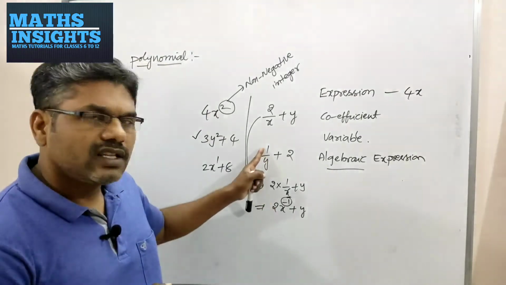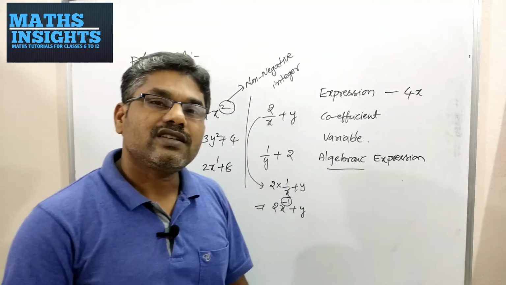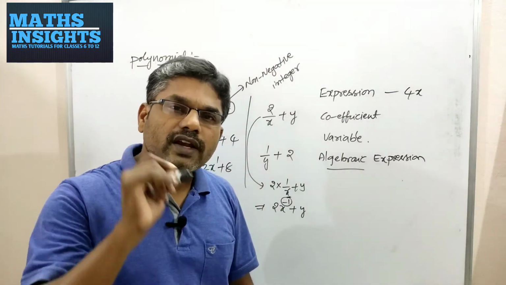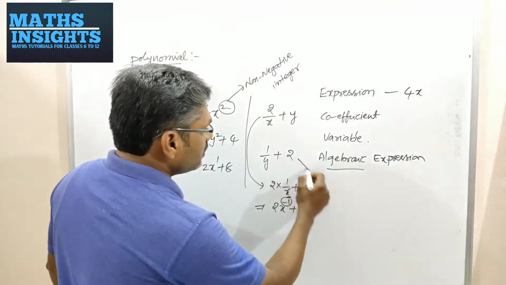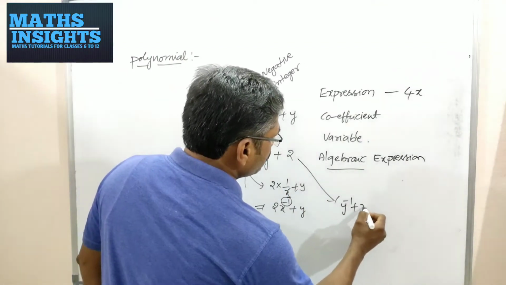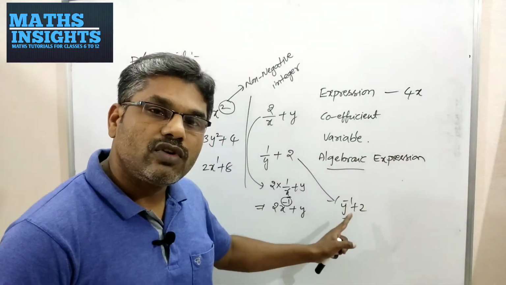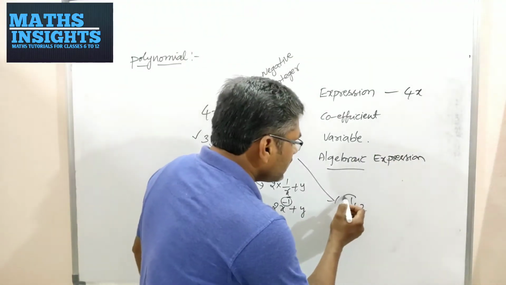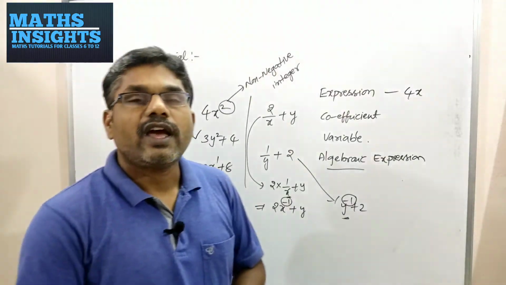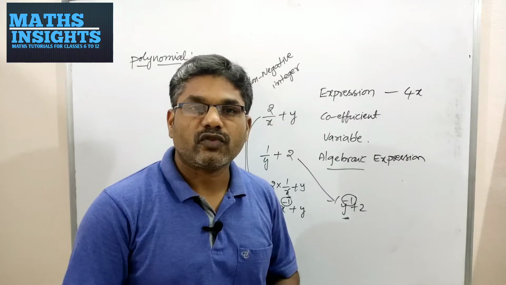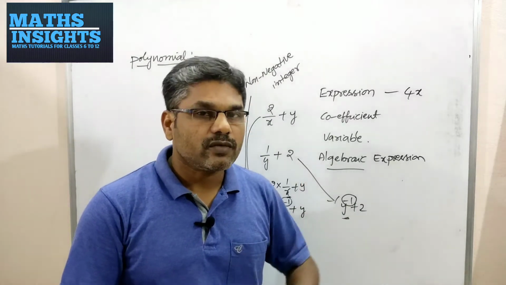And in the fifth example also, you have 1 by y. Y is in the denominator. If you write it in the numerator, it will become y power minus 1, plus 2. Therefore, the power of the variable involved in this is a negative integer, that's why it is not a polynomial as per our definition. Okay, this is the main definition of the polynomial.